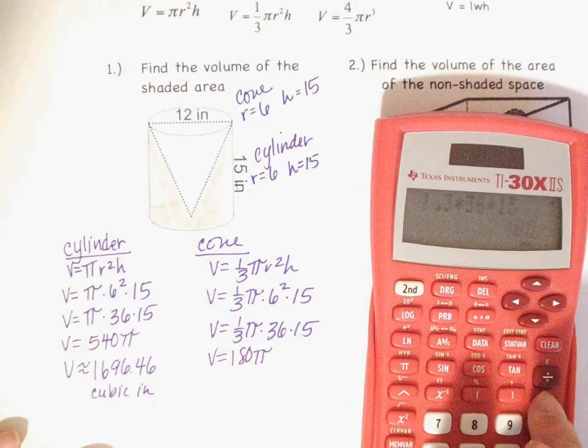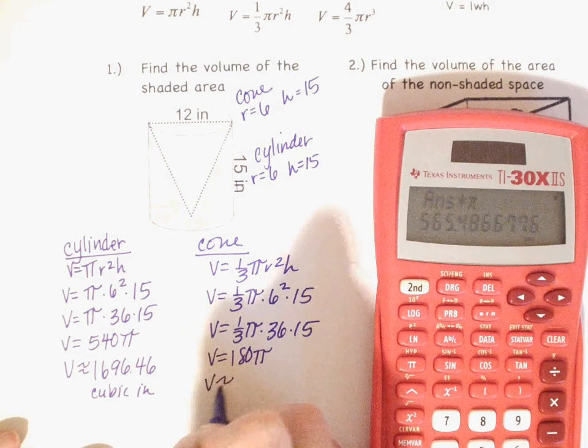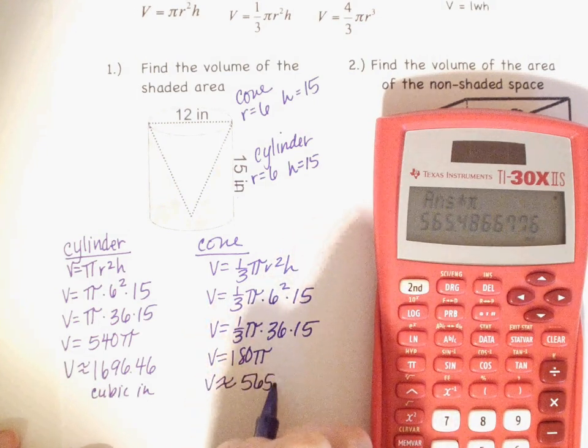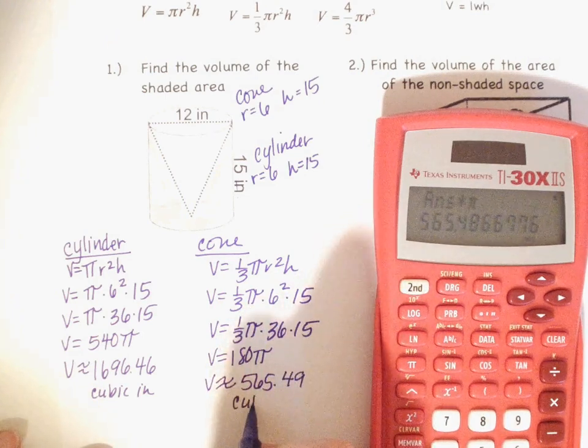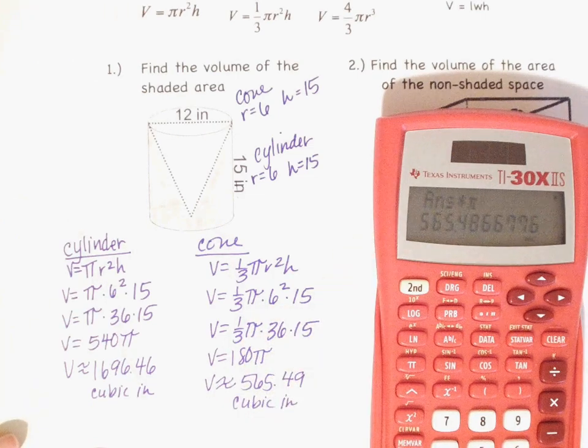But then I'm going to multiply that by pi to get a rounded answer. And I get 565 and 49 hundredths cubic inches.